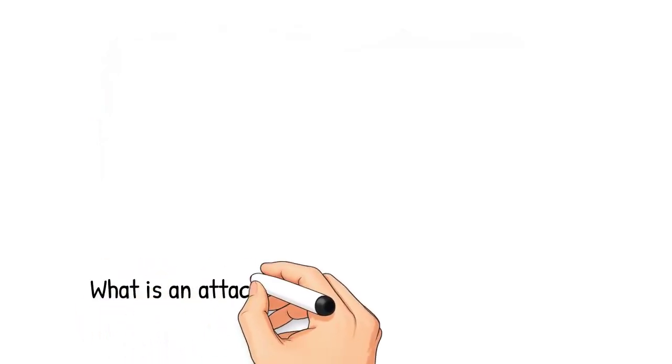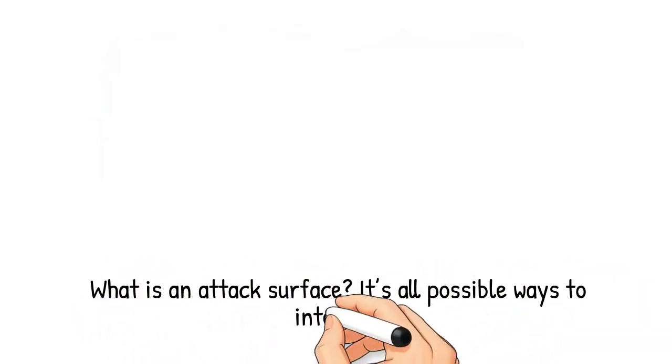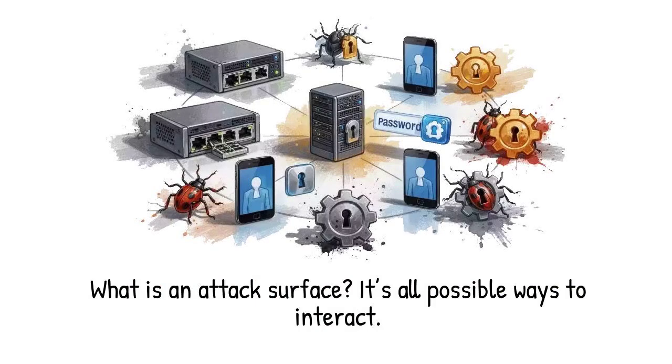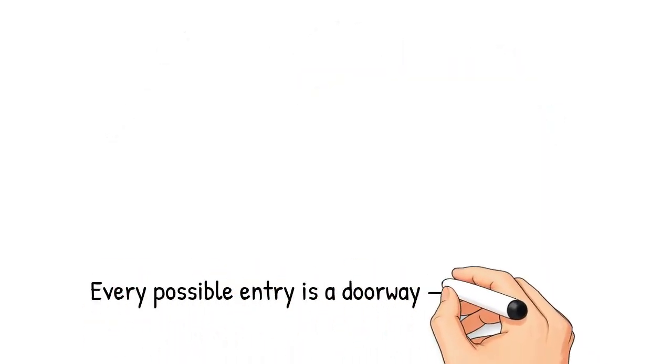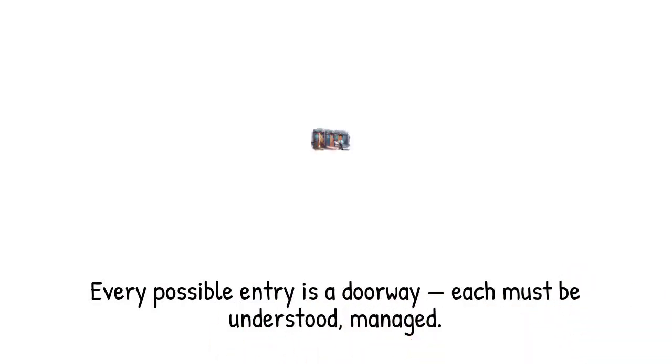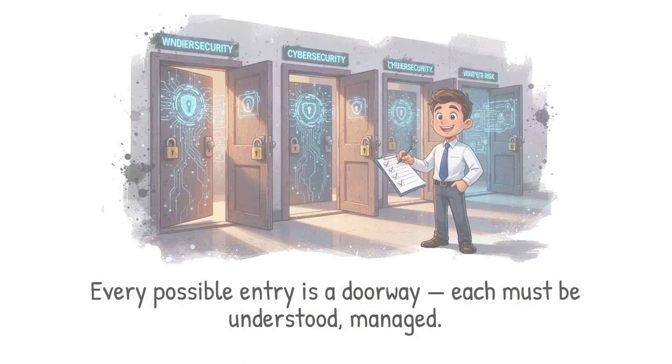What exactly is an attack surface? An attack surface is the total number of ways an attacker can interact with your system, intentionally or unintentionally. This includes open ports, exposed services, public-facing applications, APIs, user accounts, passwords, devices, software vulnerabilities, misconfigurations, human behavior. Every one of these is a potential doorway. Every one of these must be understood and managed.